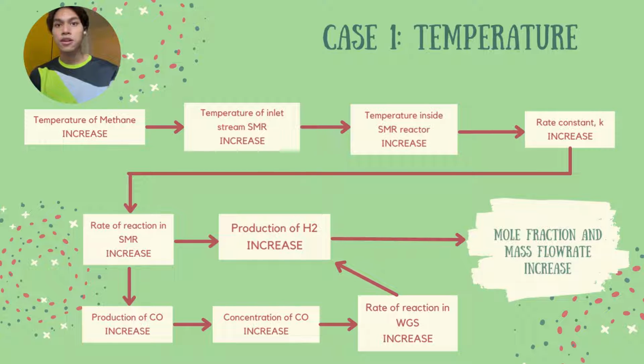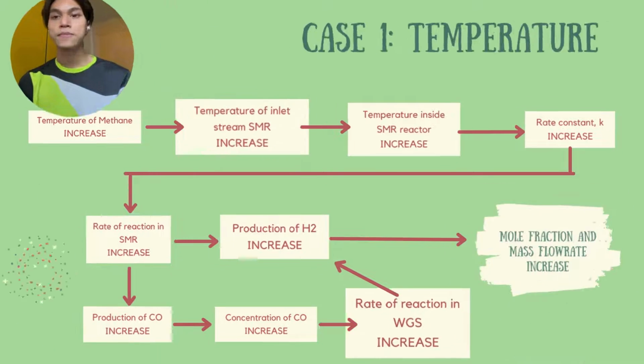The increase in rate of reaction in SMR also increases the production of carbon monoxide. Since carbon monoxide is the base component for the reaction inside the WGS reactor, the increase in production of carbon monoxide causes the concentration of carbon monoxide supplied to the reactor to increase. According to the rate law, concentration is directly proportional to rate of reaction. Thus, the rate of reaction inside the WGS reactor increases, which leads to more production of hydrogen.